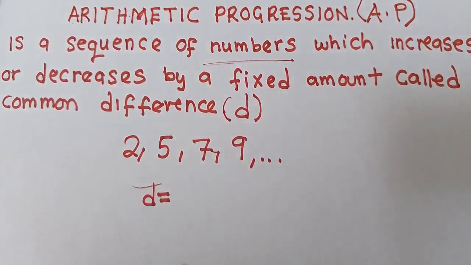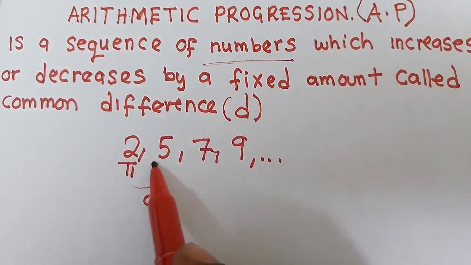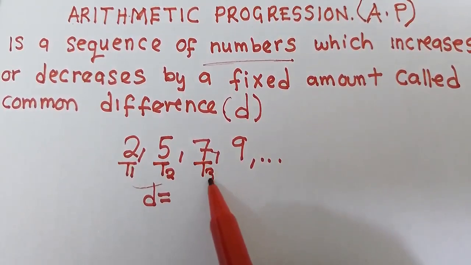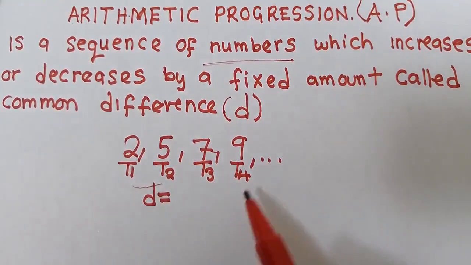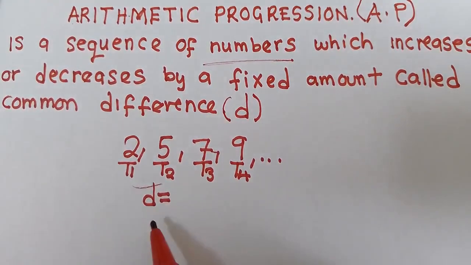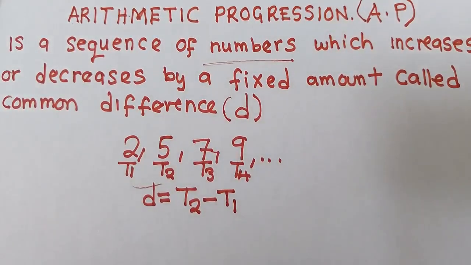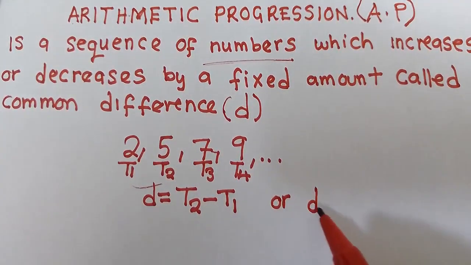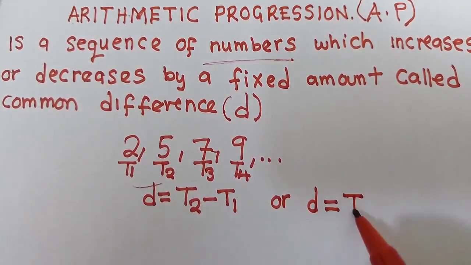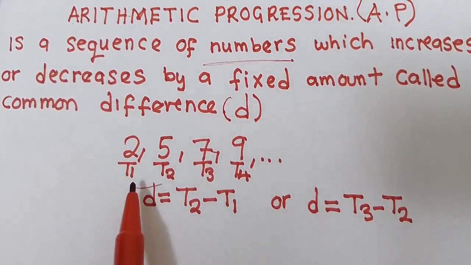The way in which you calculate the common difference, you know that these are terms. This is the first term, this is the second term, this is the third term, this is the fourth term. So how do you find the common difference? You just say T2 minus T1. You can also say T3 minus T2. In other words, you get the next term minus the previous term.